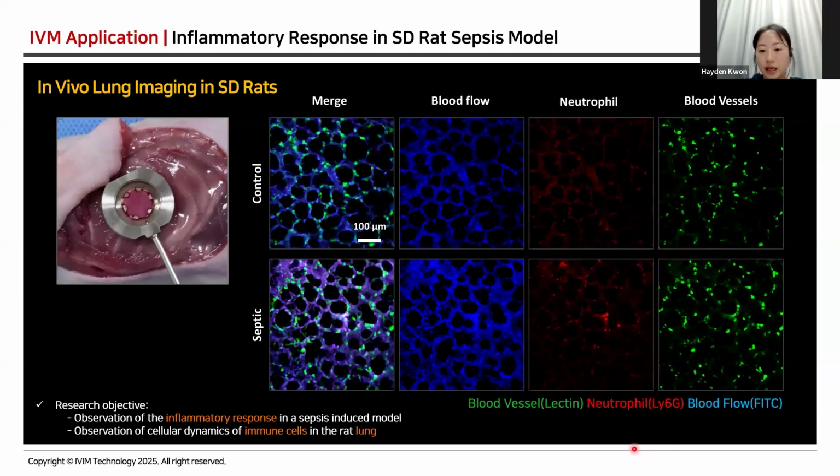So in this sepsis model, following the LPS injection, the acute lung injury occurred, leading to an increase in immune cell activity. So this is something we had already observed in mice, and here we were able to confirm the same phenomenon in rats as well, providing the idea that the free space system would become the pivotal platform in intravital rat imaging in many research fields.